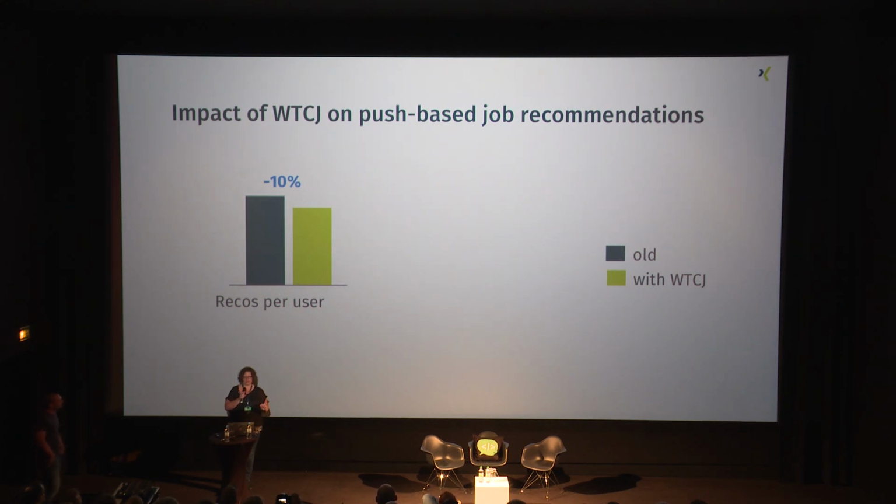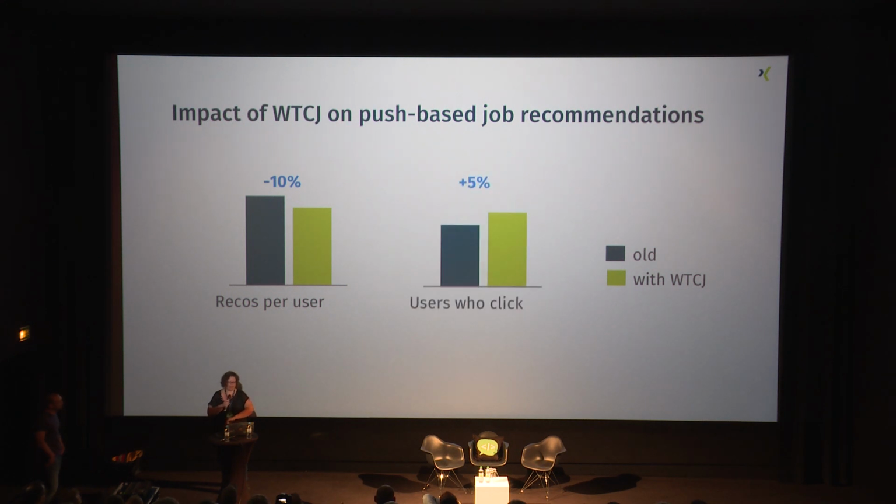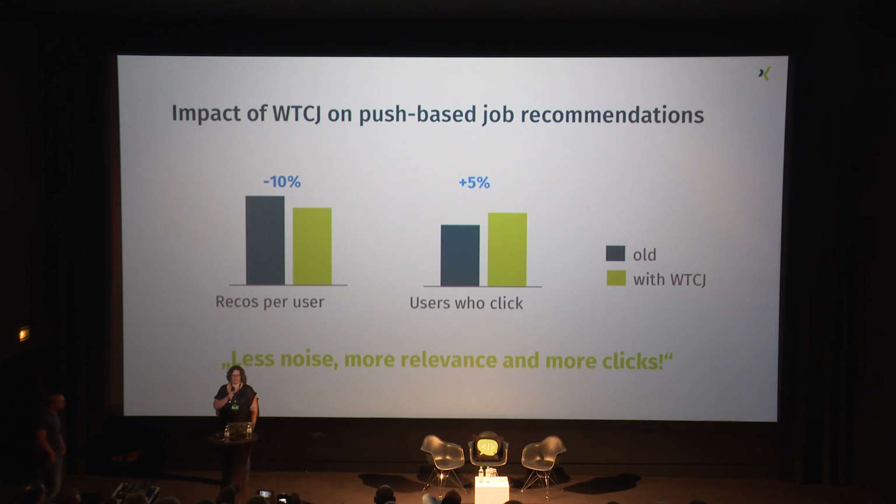And what we find here is that with this willingness to change job score, we recommended 10% less job postings per user, where we in the beginning thought, oh, that might be bad. But we also found that we actually have, in absolute numbers, 5% more users who actually clicked on a job posting. So this is the key lesson. We have less noise, but more relevance and thus more clicks. So we do not need to spam our users. If we focus on the relevant content, they will trust us more and they will click on what we recommend them, which is pretty nice.